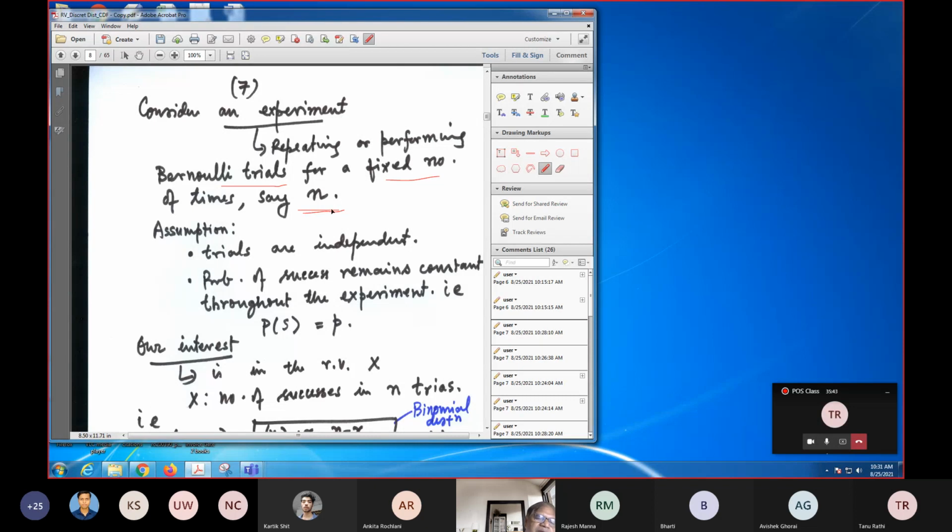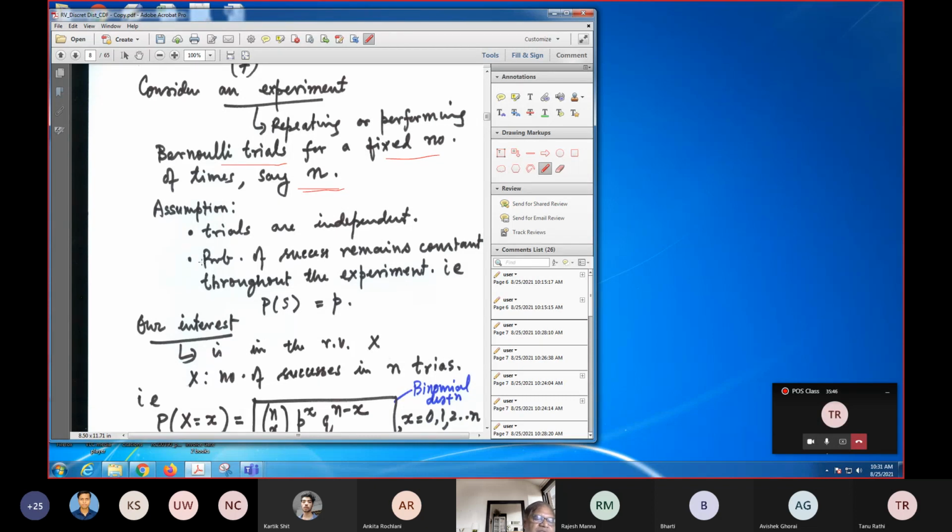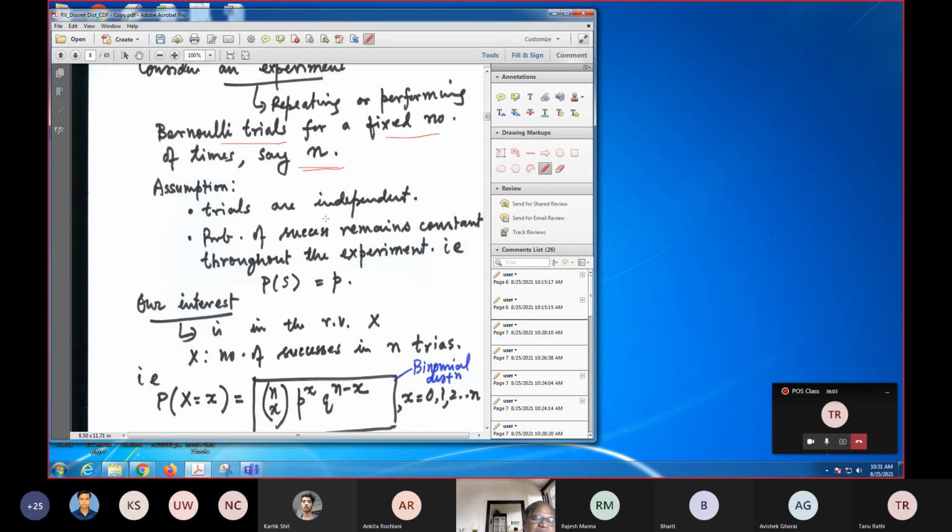Now we make certain assumptions. Your experiment consists of tossing a coin, or repeating a Bernoulli trial. These trials are independent. Independent means the outcome of one trial should not affect the outcome of the next trial. The probability of success remains constant throughout the experiment, which is p.